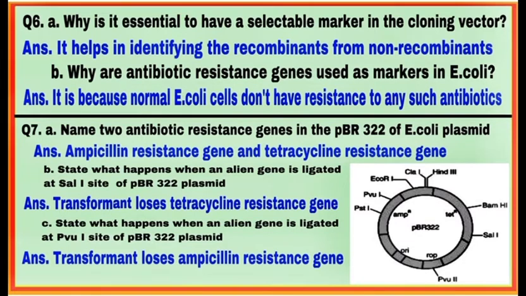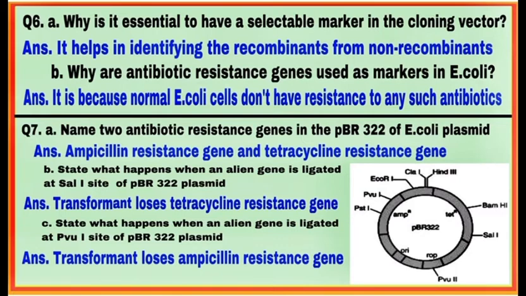Question 7 part A. Name two antibiotic resistant genes in the pBR322 of E. coli plasmid. Ampicillin and tetracycline resistant genes are present in pBR322 of E. coli plasmid. Part B of the question.